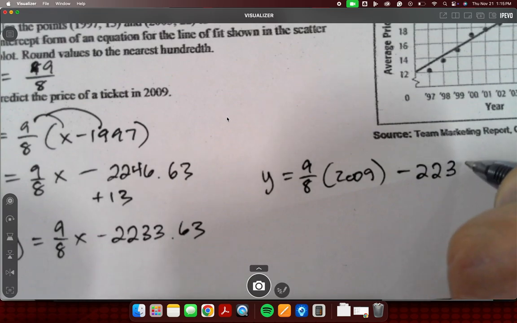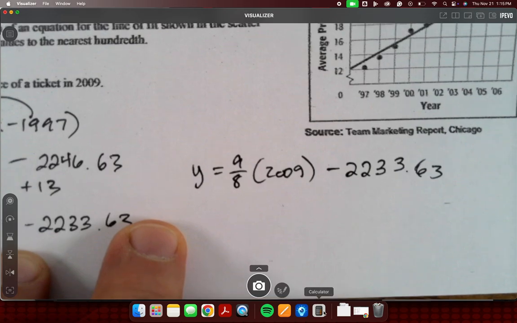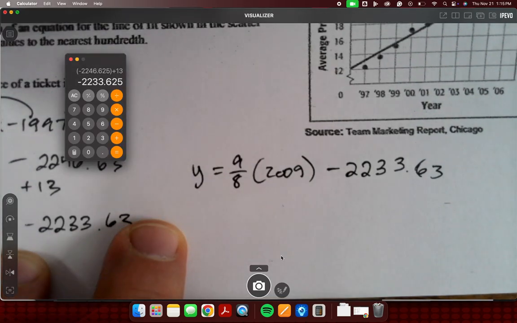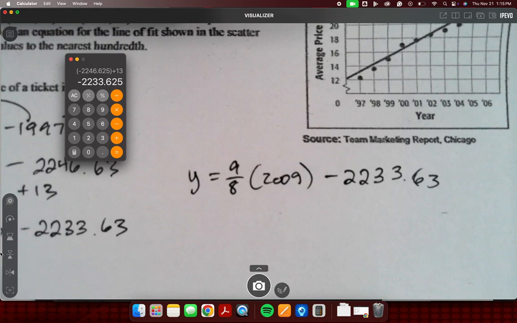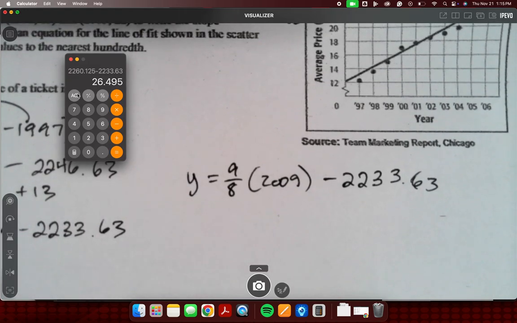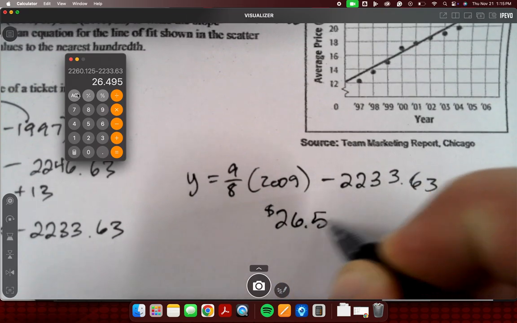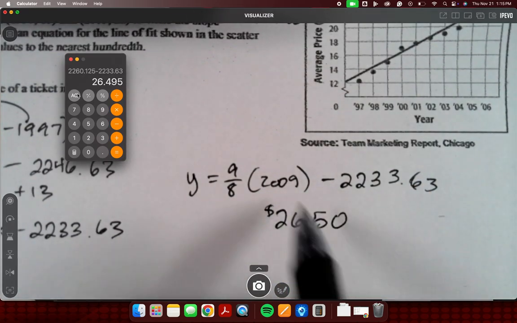And again, we will let our calculator be our guide on this one. So I will clear all of that from before. 9 divided by 8 times 2009 minus 2233.63. Okay, so we'll round to the nearest penny, basically the nearest hundredth. So they expect that it will cost $26.50 on average for a Major League Baseball ticket in the year 2009.